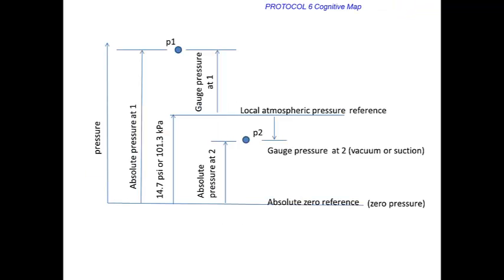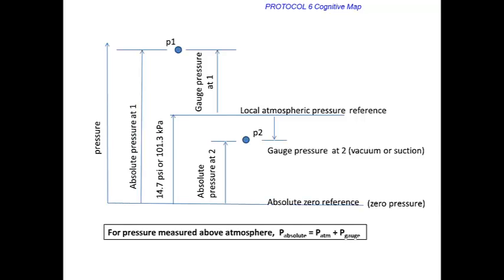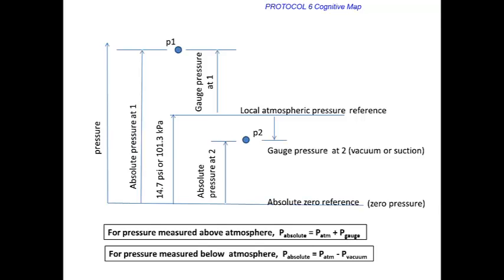Finally, the summary is that, for pressures measured above atmosphere, P absolute equals P atmospheric plus P gauge. For pressures measured below atmosphere, P absolute equals P atmospheric minus P vacuum.